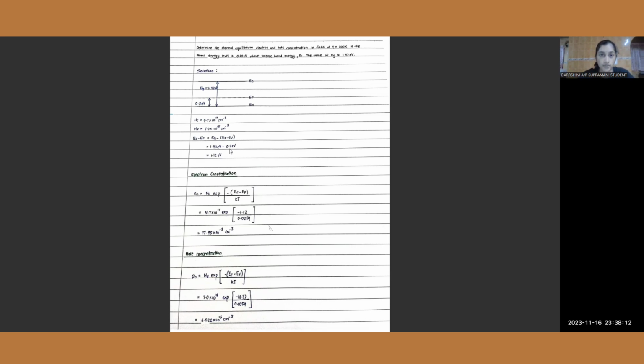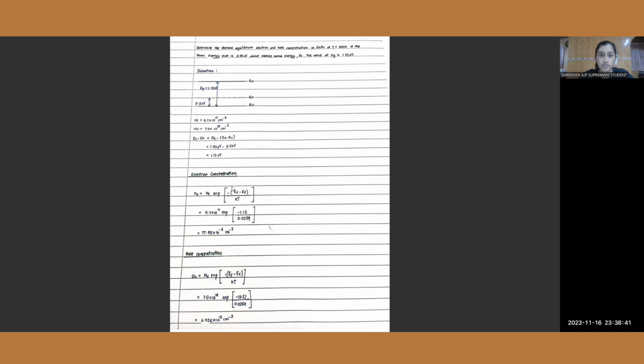To find this value, we have to subtract the Fermi energy level from Eg. So the answer will be 1.12 eV. For NC, in other words the effective density of states function in the conduction band, the value is 4.0 times 10 to the power of 17. The value of NV is 7.0 times 10 to the power of 18.